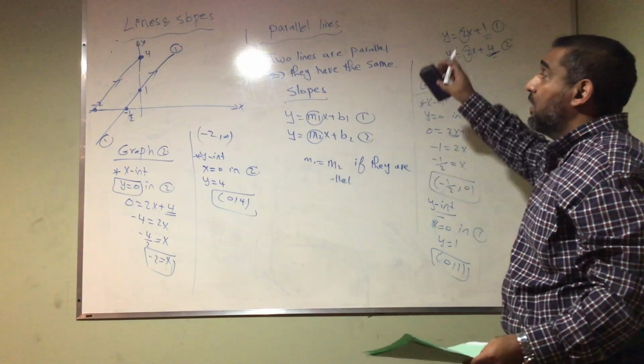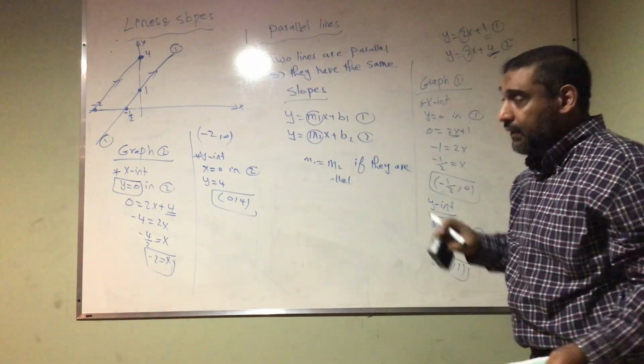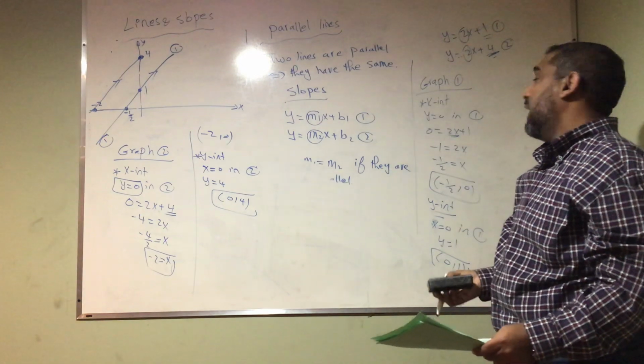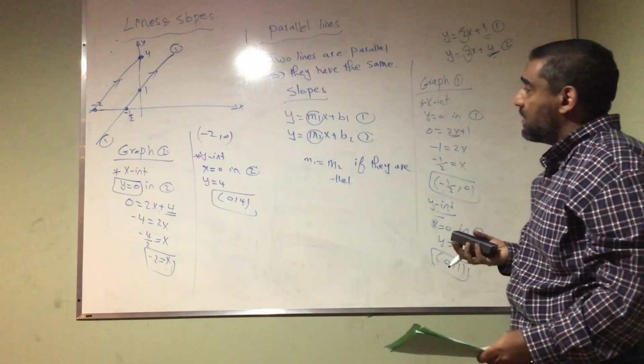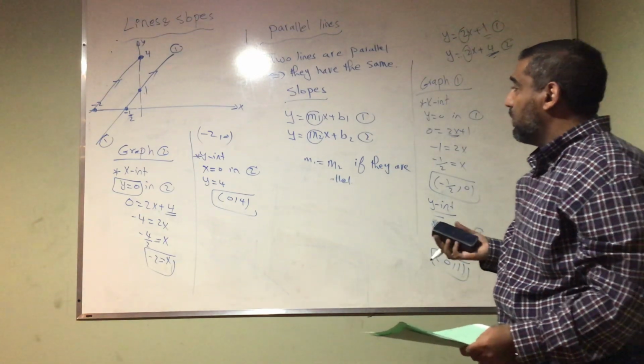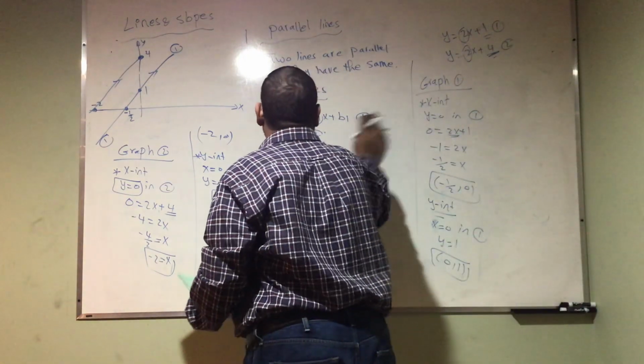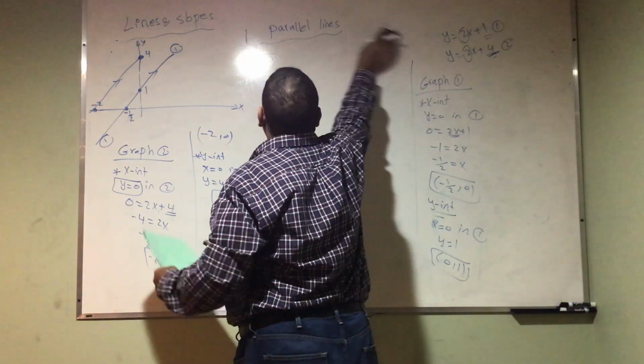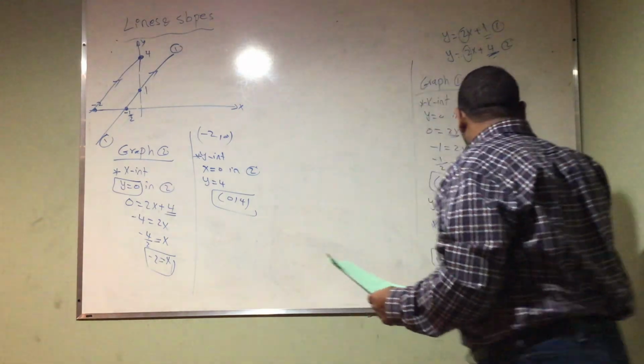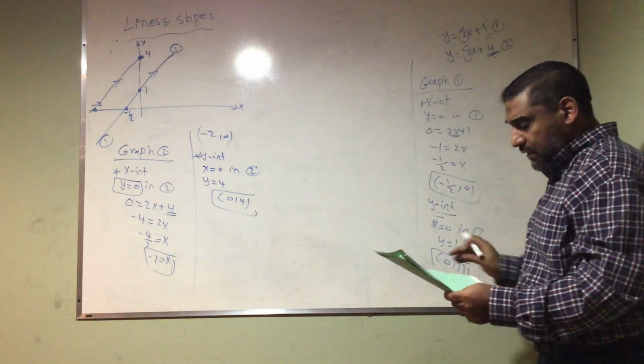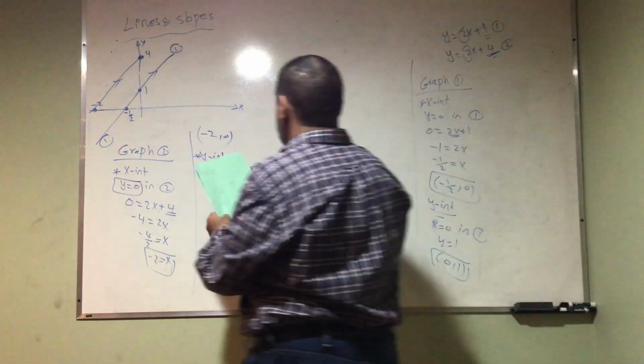So if you have two lines that are parallel like this, then they must have the same slope. They must have the same slope. All right, so what I'm going to do here, guys, I'll give you an example of how to get the equation of the line if you have this information.